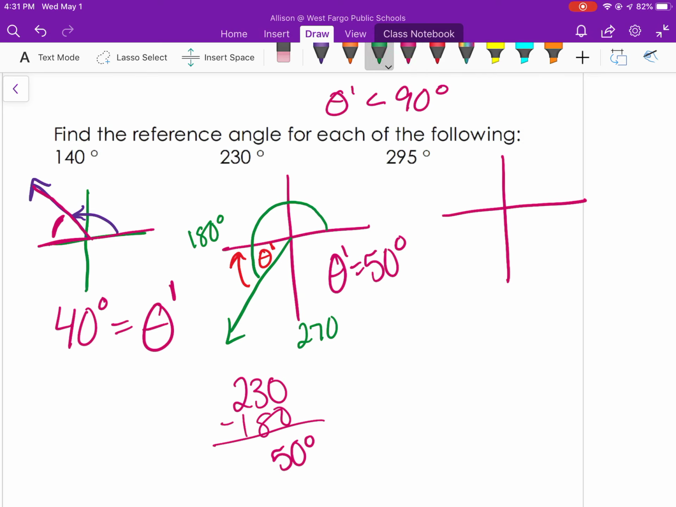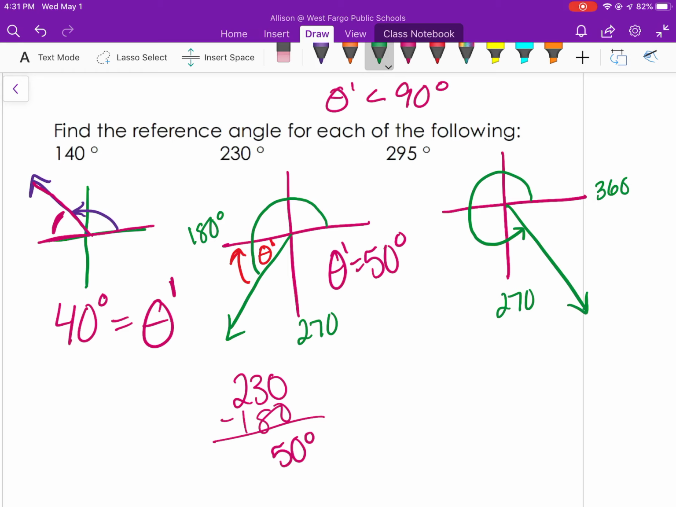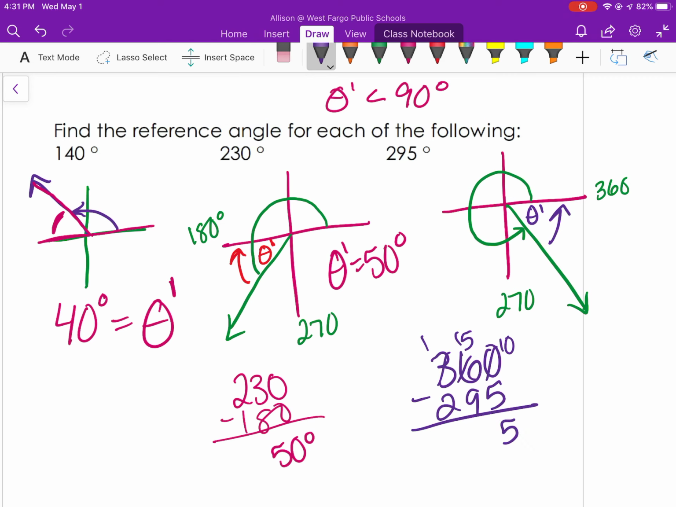295. So this is 270, this would be 360, so 295 would be almost all the way around. So how much more to get back to the x-axis? My reference angle is always with my x-axis. So the reference angle would be right here. So this time I could do 360 minus 295. So the reference angle here would be 65, sorry. It's got to be acute. I borrowed incorrectly and subtracted, but there we go.